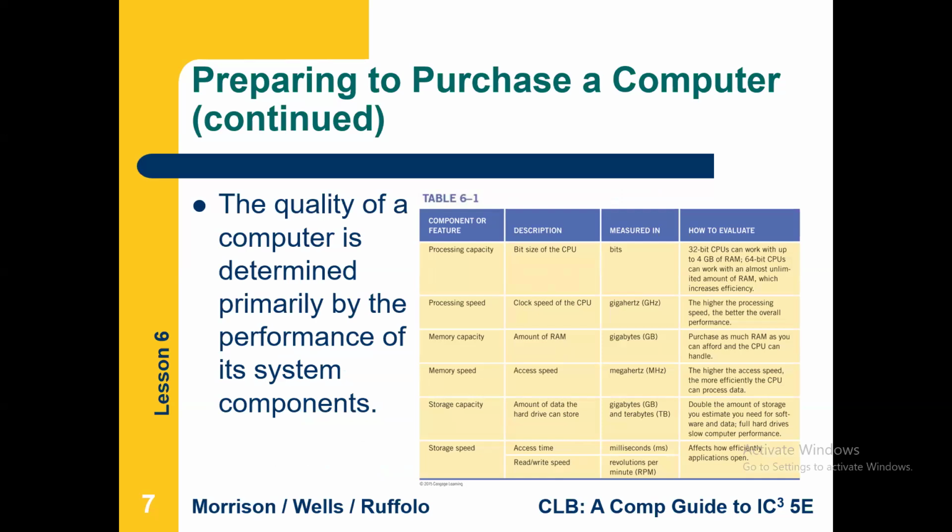So the quality of the computer usually is determined primarily by the performance of each component. So when you are buying computers, you are actually paying for some component of the computers or the computing device. So one of them is known as the processing capacity. So this usually describes the bit size of your CPU, or how much data or bits of information that the CPU can handle at a time. So usually this is measured in bits.